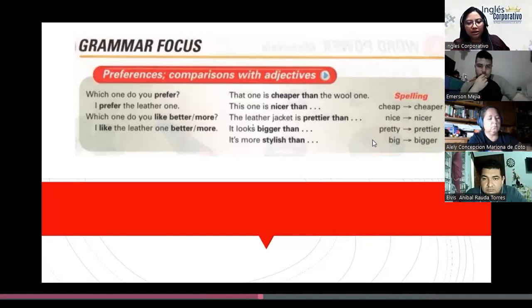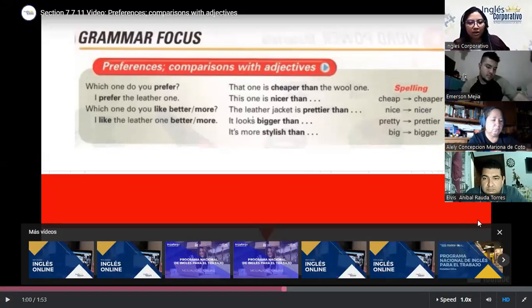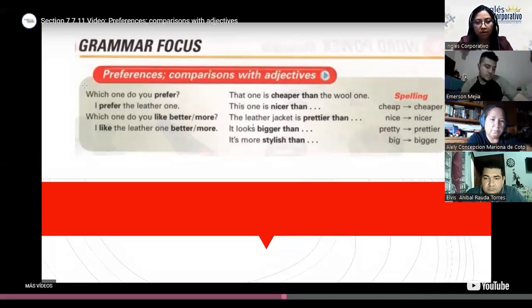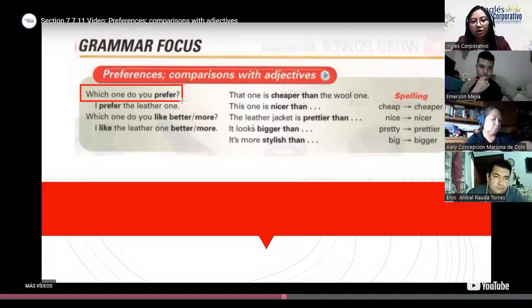Okay, let's stop here and look at the examples that we have. To express preferences. Este tema se divide en dos. Number one, expressing preferences. What is the question that we are asking to find out about people's preferences? The questions that we use to find out or to ask people about preferences is this one. Which one do you prefer? ¿Cuál prefieres? Which one do you prefer?